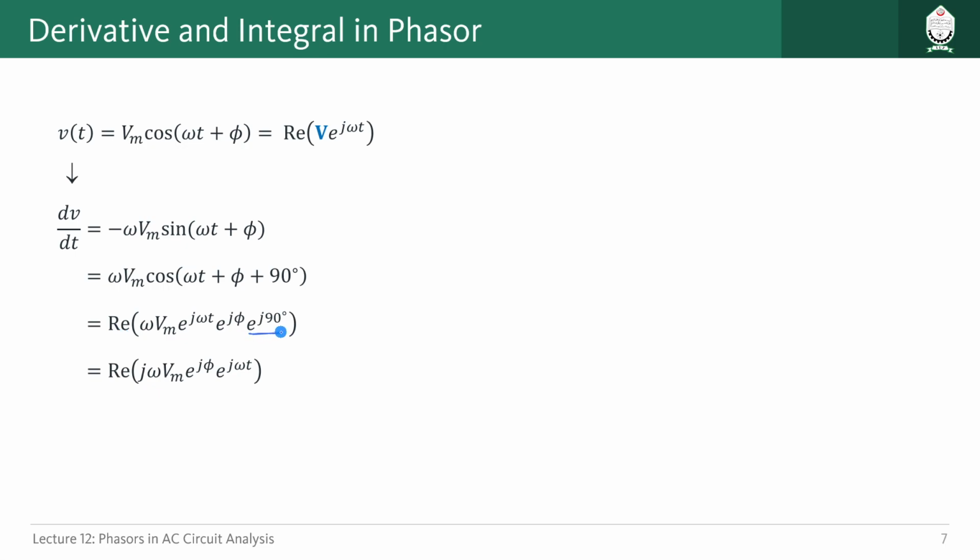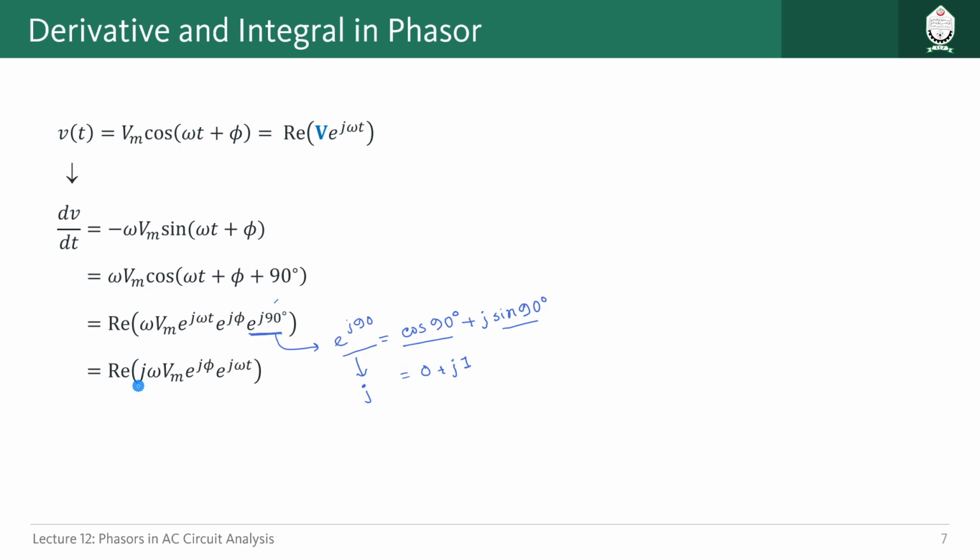And finally we can take this value, e to the power j90. This can be written as cos 90 plus j sin 90. Now cos 90 is equal to 0, and sin 90 is equal to 1. So we can write 1 here. So this total value is equal to j. That is what we have done here.